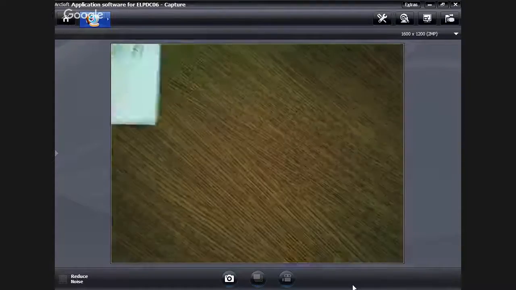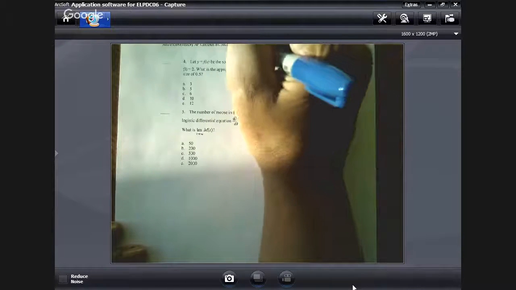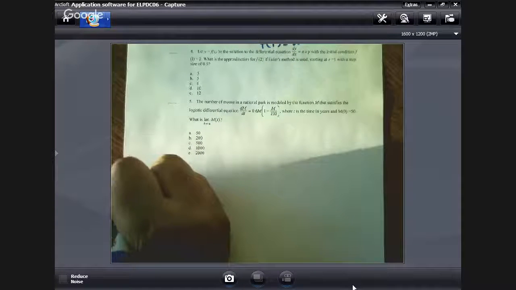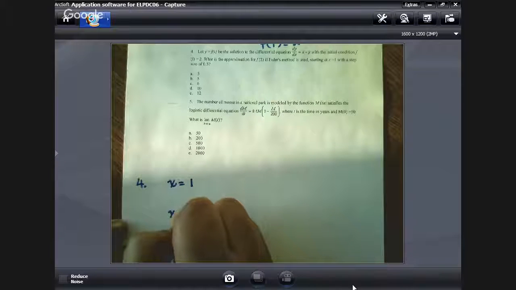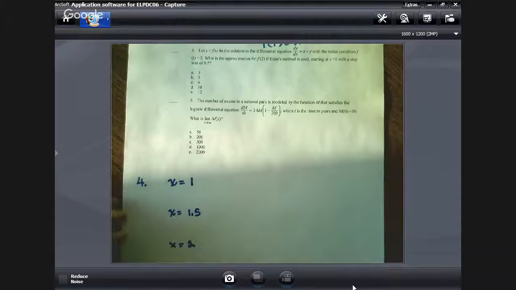Let's look at the rest of the multiple choice questions. In number 4, let y equals f of x be the solution to a differential equation that's given. I don't know why this f is dragged off to the side, but that should be f of 1 equals 2. And what's the approximation for f of 2? If we start at 1, we do Euler's method. We've done this a couple of times now. Let me go down here. X equals 1, x equals 1.5, x equals 2. Step size is 0.5, right?